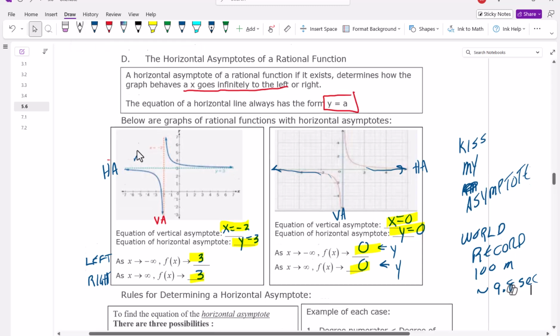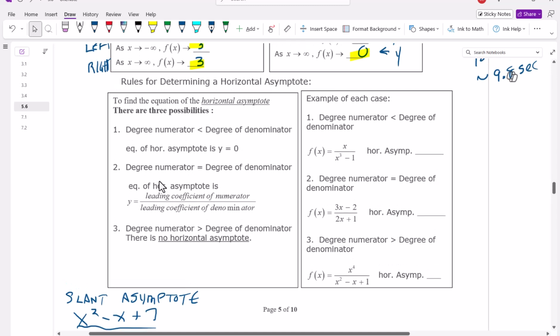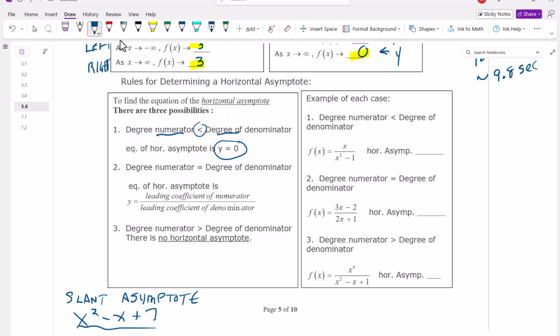Okay, next thing I want to talk about is the rules for how you find a horizontal asymptote. So you have to know about the degree of the numerator. If the degree of the numerator is less than the degree of the denominator, then you have a horizontal asymptote that's y equals 0. An example of that would be, see, the degree of the top is 1. The degree is the highest exponent. The degree of the bottom is 3. So since 1 is less than 3, that horizontal asymptote is y equals 0.